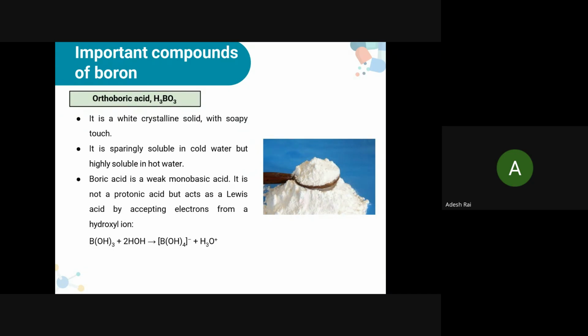Then, first of all, what is boric acid? It's a white crystalline solid with a soapy touch, sparingly soluble in cold water but highly soluble in hot water. Boric acid is a weak monobasic acid, and this is a very important point. What do I mean by monobasic acid? It will generate only one H plus.